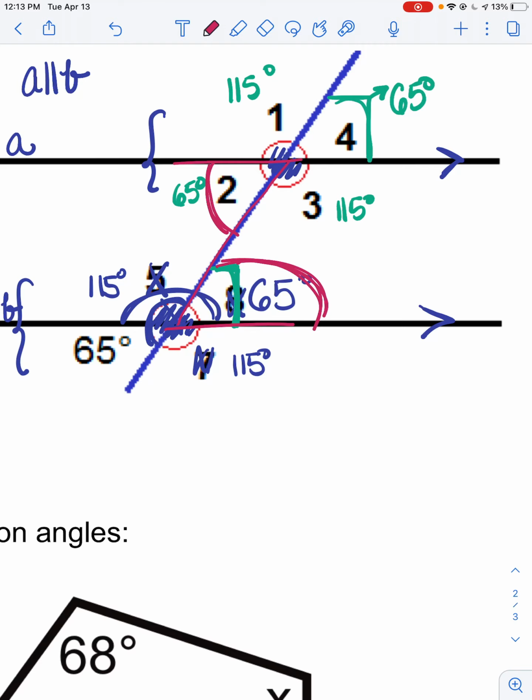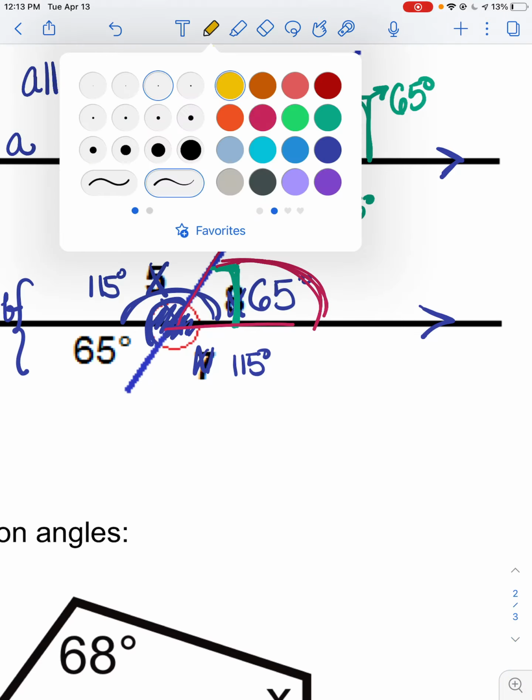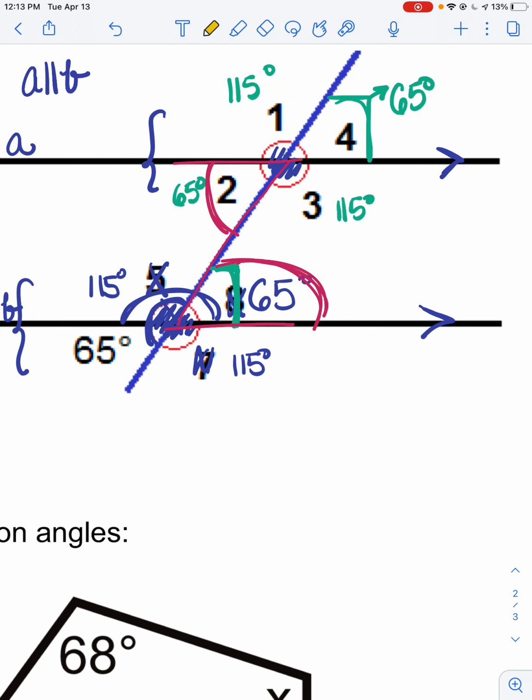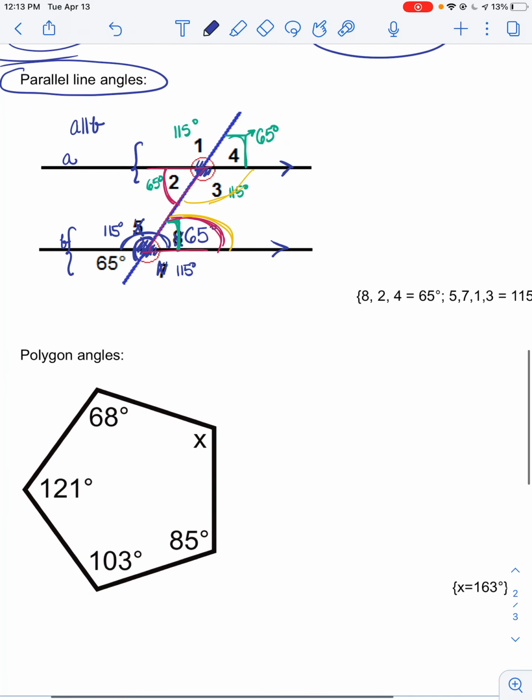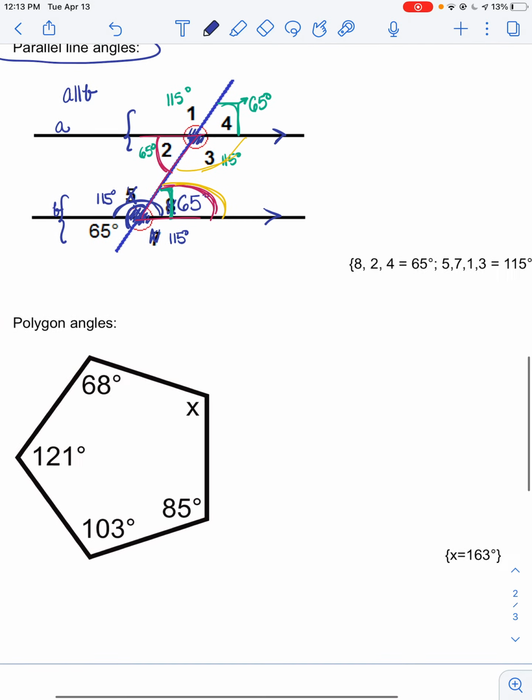I could have used same side interiors, yellow. For example, angle 8 is a same side interior with angle 3. Same side interiors are supplements. So that 65 and that 115 would have to add to 180. Once I got angle 3, that would give me 2, 1, and 4. So there are almost too many ways to find those angles up there, but there are your correct answers. Some of those angles are 65 and some are 115.